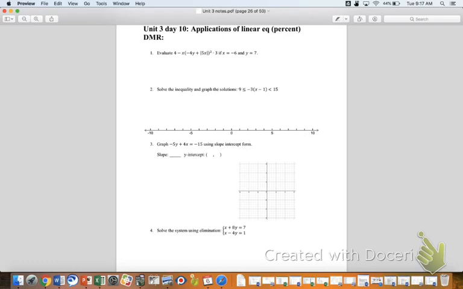So, as always, when I'm trying to evaluate an expression like this, I'm always going to replace all the variables with empty parentheses. So my first step is going to be 4 minus blank times parentheses negative 4 times blank plus absolute value of 5 blank quantity squared times 3.